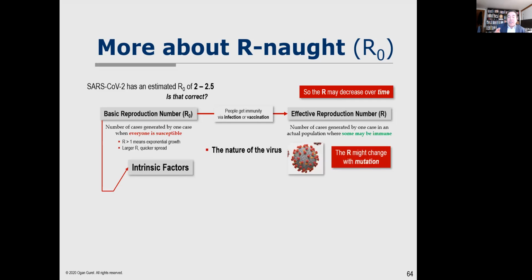What are the factors that decrease the R or determine the R? They're the intrinsic factors, the nature of the virus. So the virus has a certain transmissibility, it has a certain robustness, the lipid membrane, and so forth. It survives for a certain period of time.